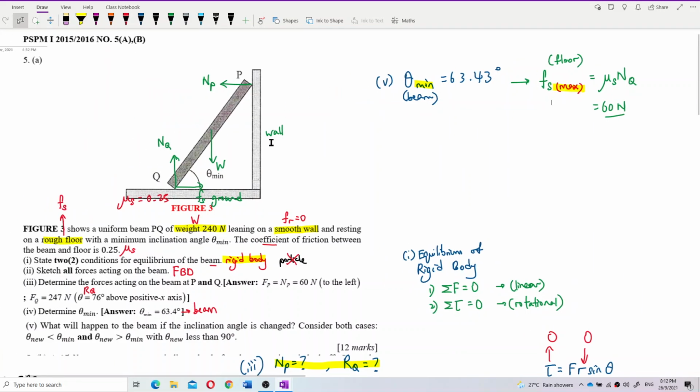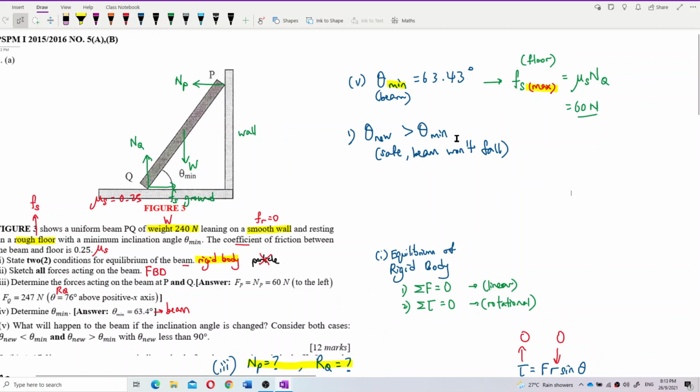So if you change the angle, let's say the new angle is more than the theta minimum, then it is safe. That means the beam won't fall. This is the first condition: if theta is more than theta minimum, it is safe. But if you go less than the minimum, surely the beam will fall.